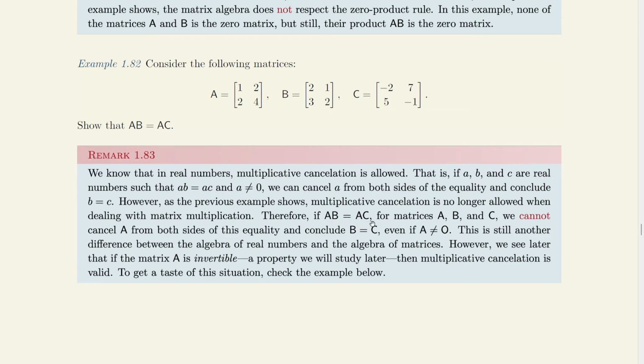Therefore, if AB is equal to AC, for matrices A, B, and C, we cannot cancel A from both sides of this equality and conclude B is equal to C, even if A is not equal to the 0 matrix. This is still another difference between the algebra of real numbers and the algebra of matrices. However, we see later that if the matrix A is invertible, a property we will study later, hopefully in this course, then multiplicative cancellation is valid. To get a taste of this situation, check the following example below.